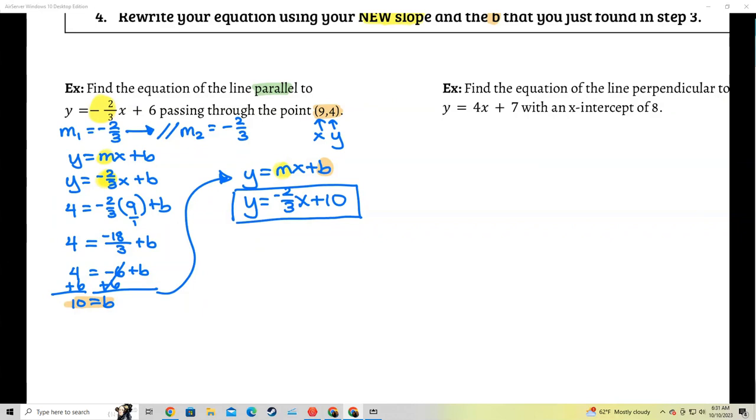What do I know about this line? Well, we know two things. Number one, I know it's going to be parallel to the original equation. And number two, I know it's going to pass through the point 9, 4.